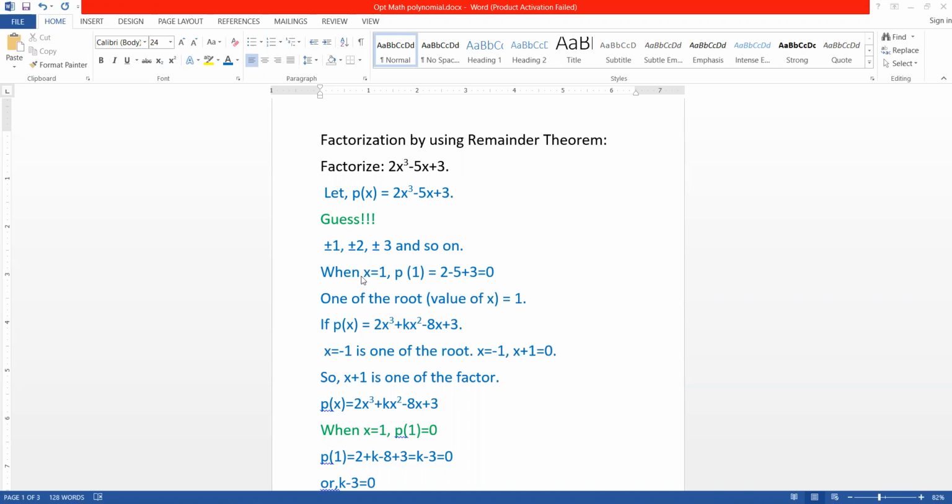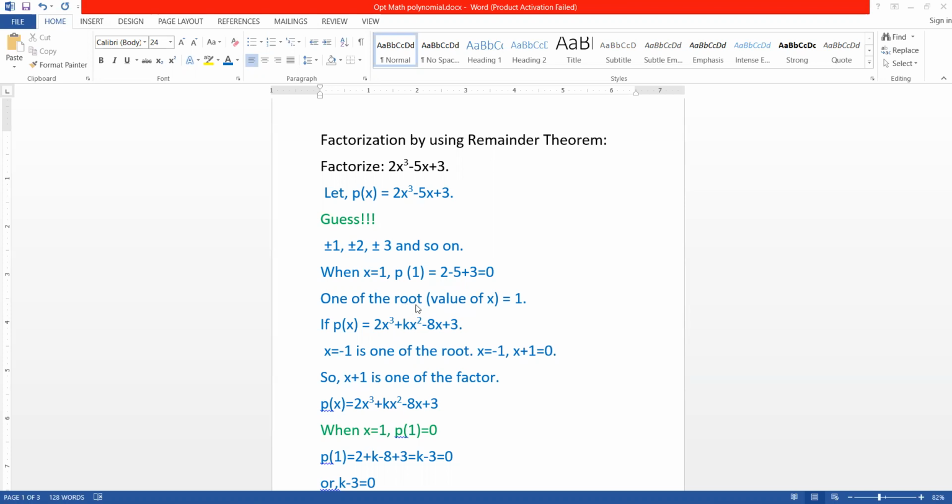So let's start guessing from when x equals 1, and then it comes the turn for minus 1. When x equals 1, then we get p(1) equals 2 into 1 cubed minus 5 into 1 plus 3, which equals 0. That means it's so easy for us now, we got p(1) equals 0 in the first trial, the first random experiment. So one of the root values of x is equal to 1.